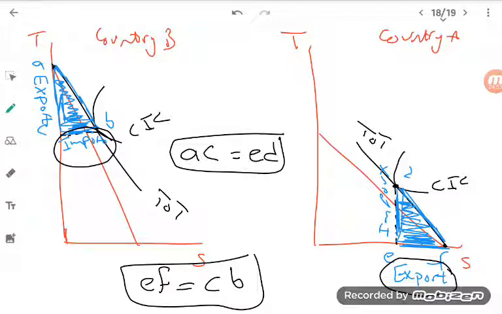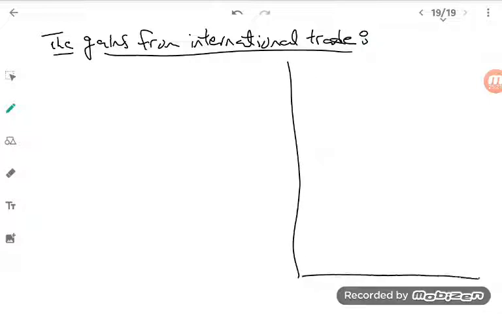So from what we did, what are the gains from international trade? In order to determine the gains from international trade, we have to draw before and after in the same figure.